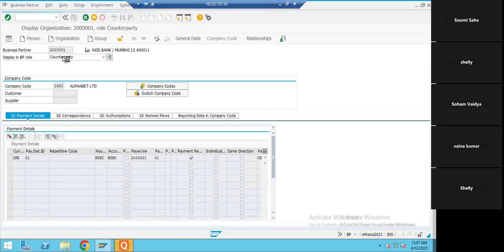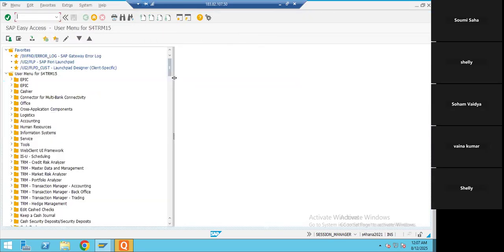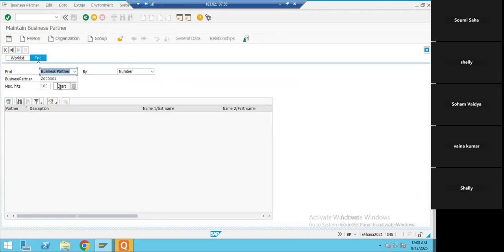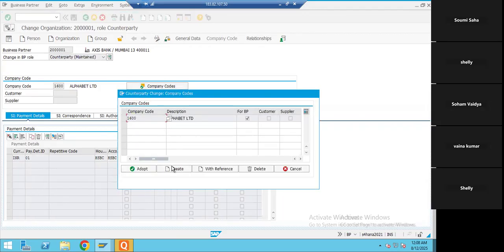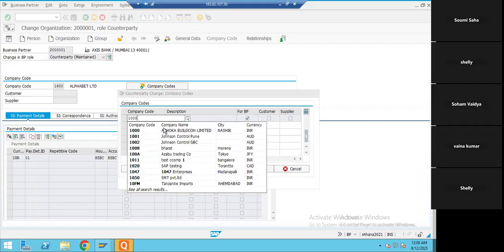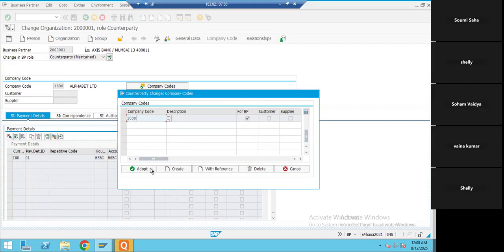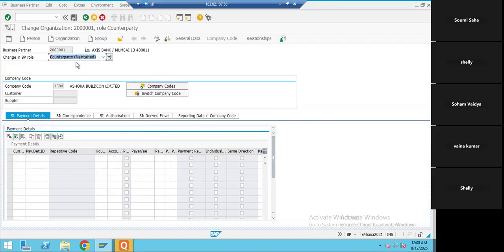I have extended it in the counterparty role. So any business partner that you are going to use anytime will be available in the general role. So you see here, business partner is available in general role. Then you extend it to the counterparty role, and then we will choose the company code for which we are going to create any deals or anything. So I'll adopt 1000 and I'll just save it.